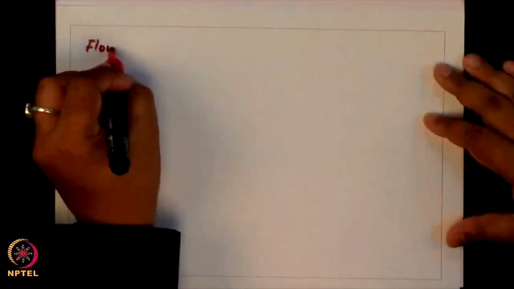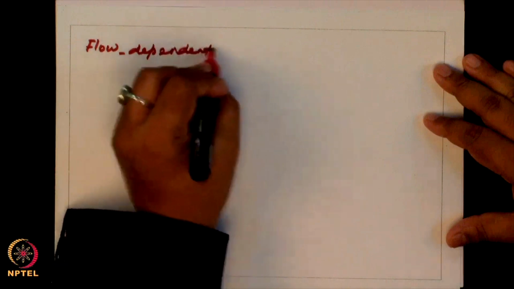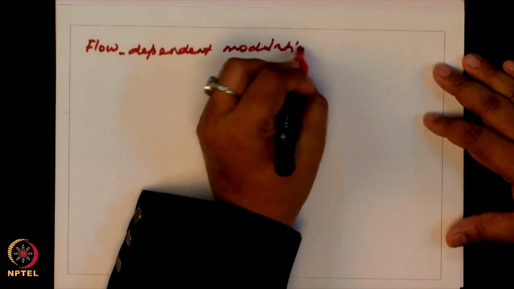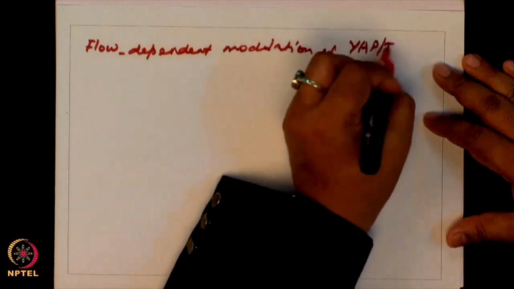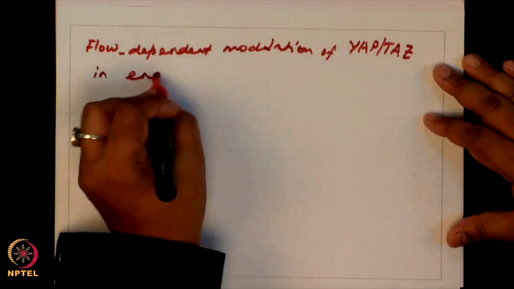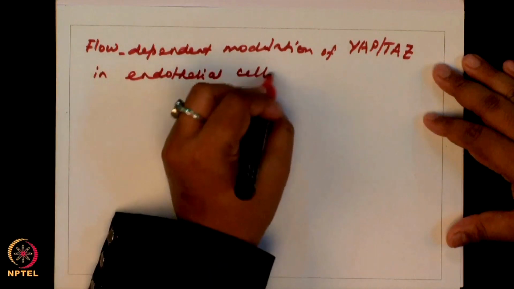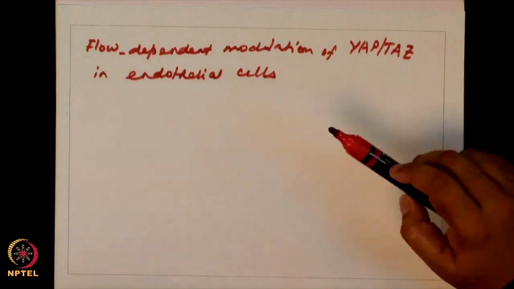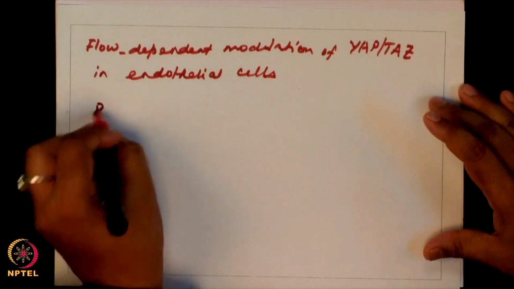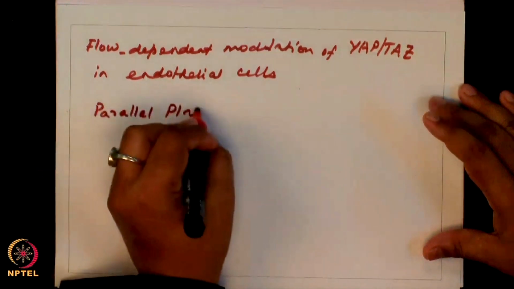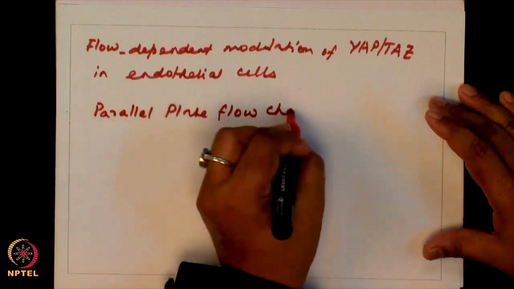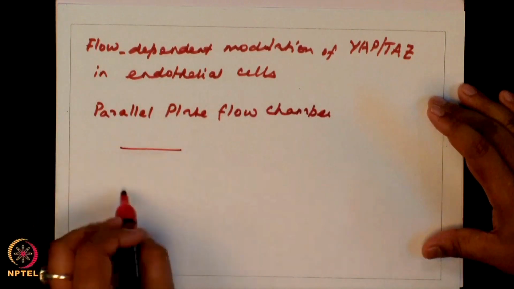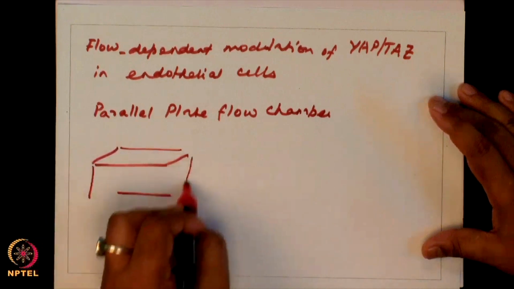So, today I will discuss one paper, where they have described the flow dependent modulation of the YAP-TAZ pathway in endothelial cells. For doing this, they used a parallel plate flow chamber. Again like a pipe, you have a parallel plate flow chamber.